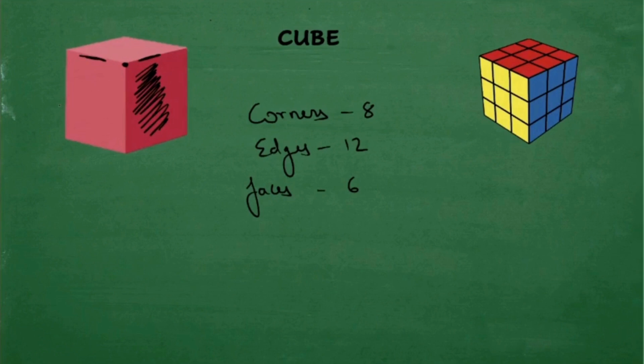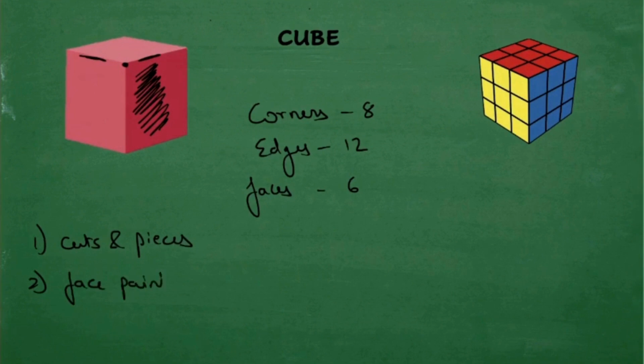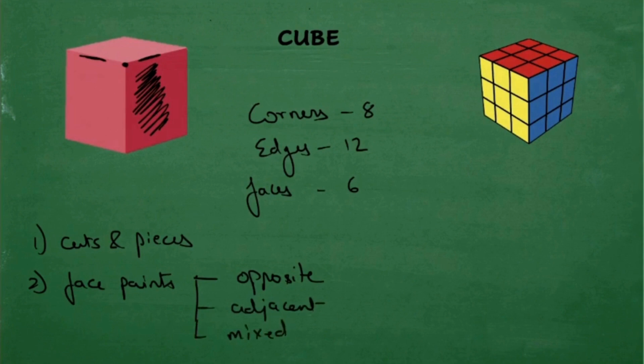After finding out the properties of cubes, we'll study cubes in three parts. The first part will consist of cuts and pieces. The second part will cover face paints, and in that we'll have subparts: opposite, adjacent, and the mixed one, which is a mixture of opposite and adjacent. And the third part will be miscellaneous, where we'll be discussing diagonal cuts and enlarging the cube.